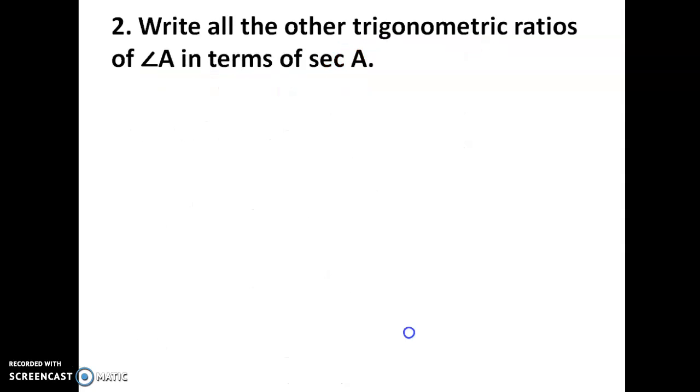Second problem, write all the other trigonometric ratios of angle A in terms of secant A. How we did in the previous problem, same way we have to represent all the ratios in terms of secant. So sin A, cos A, tan A, cosecant A, cot A. These we should represent in terms of secant.